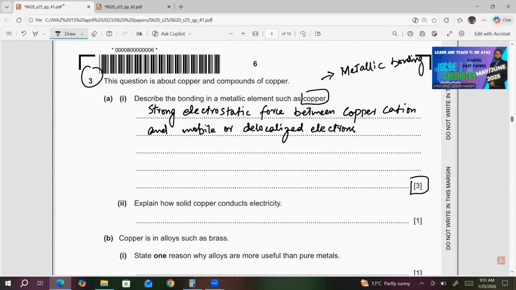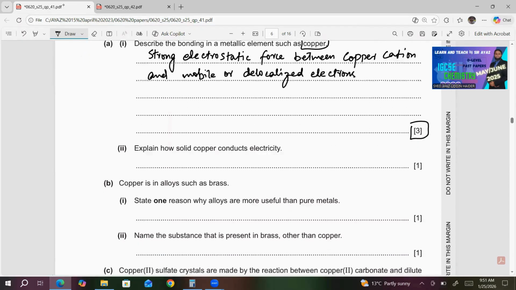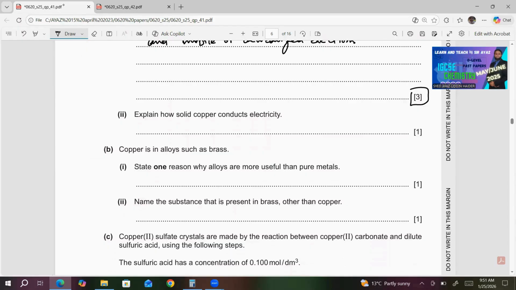Moving to the next part for this question, that is part 2. Explain how solid copper conducts electricity. Definitely it is due to the presence of mobile or delocalized electrons, or you can even write electrons can move. You can write electrons can move, or mobile or delocalized electrons.